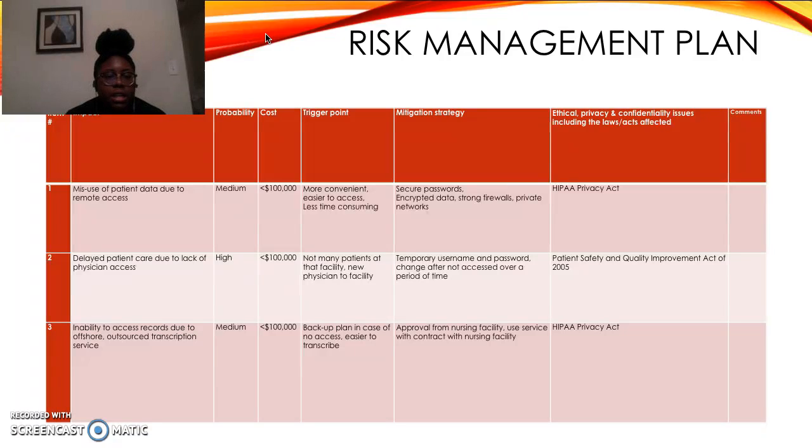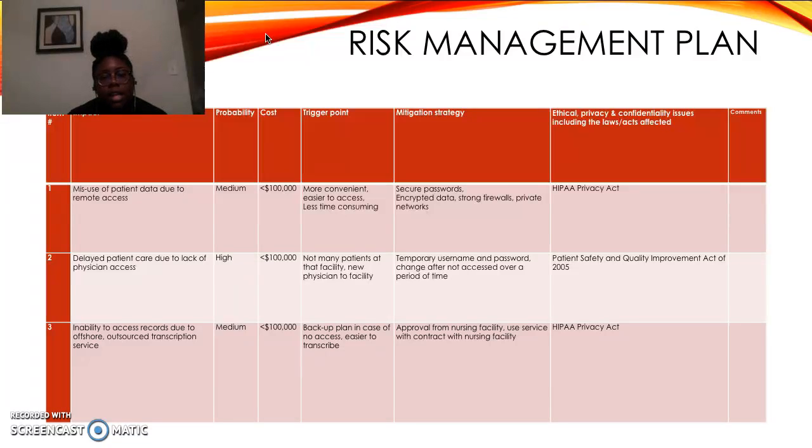Another risk would be delayed patient care due to lack of physician access, so him not having access to the EHR, and this has a higher probability of happening, because every time he goes to see the patient, if he doesn't have access, then that will delay patient care each time he comes. And the reason why that could happen is because maybe he doesn't have that many patients at the facility, so they don't feel like he needs a username and password, or he could be a new physician to that nursing facility.